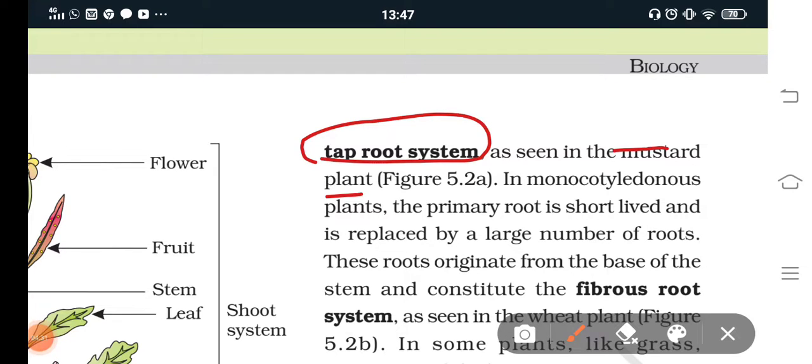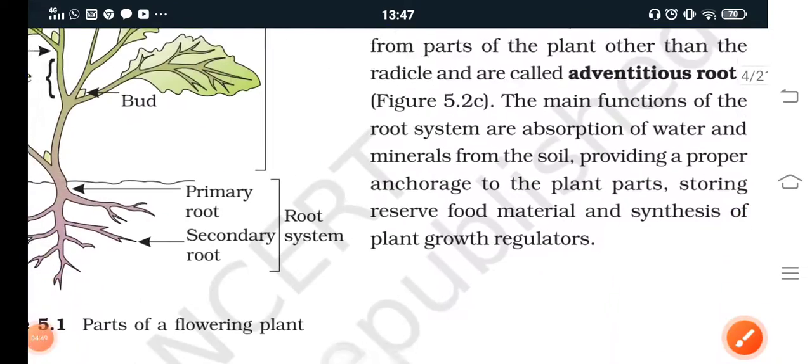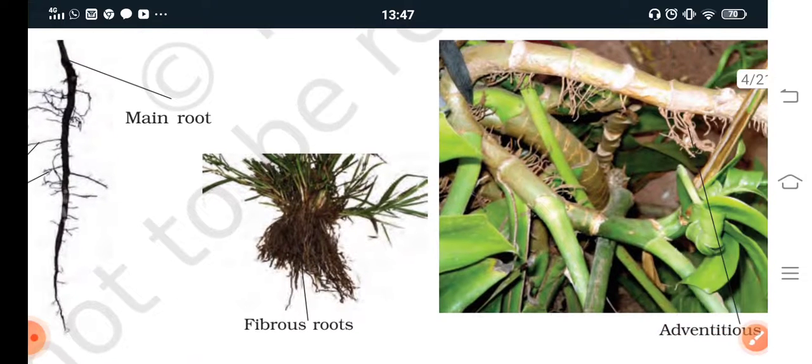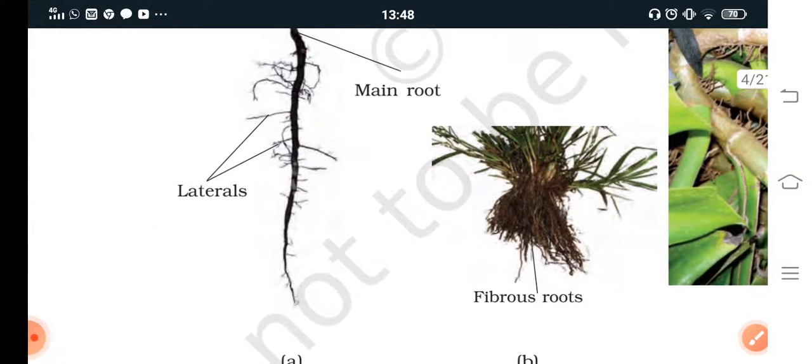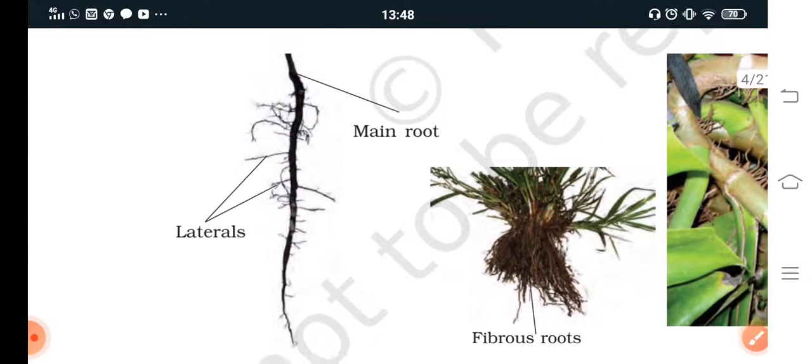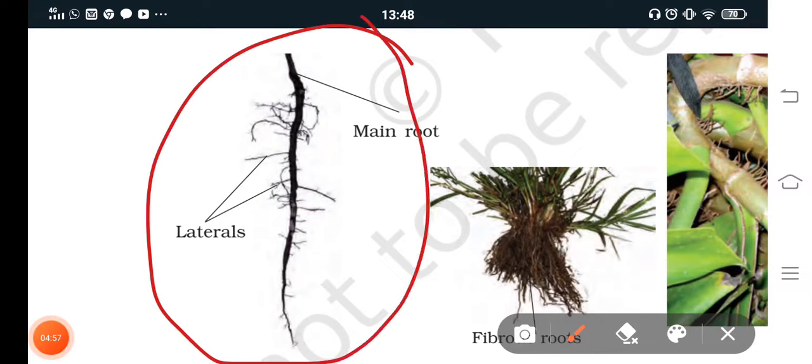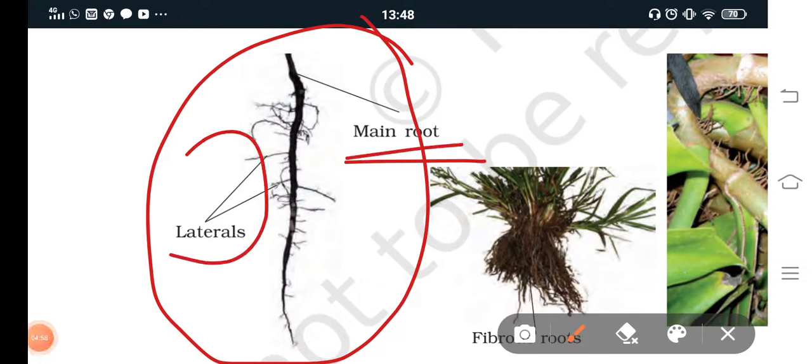In case of monocotyledons, the primary root is short lived, meaning it ends quickly, and it is replaced by a large number of roots. These roots originate from the base of the stem and constitute the fibrous root system. So there are two root systems. One is the tap root system, where it has a main root and the lateral roots.